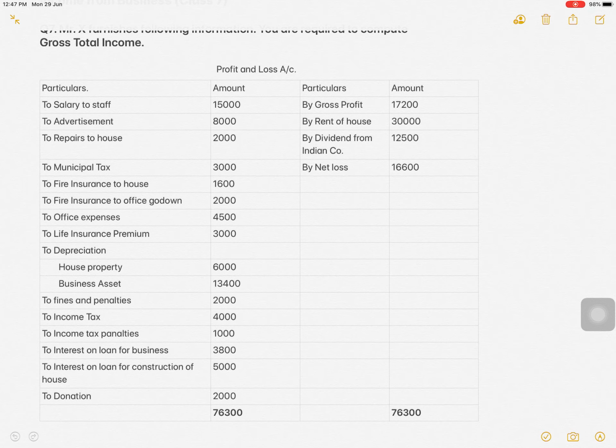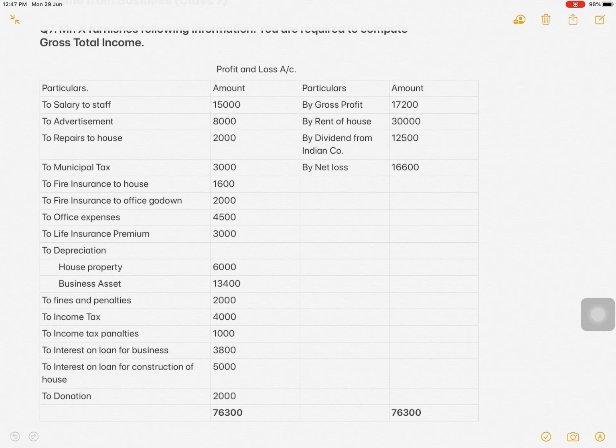To salary to staff 15,000, it is a business expenditure. To advertisement 8,000, it is a business expenditure. To repairs to house 2,000, I'll say this is a house property, so it is personal. So you have to add back.